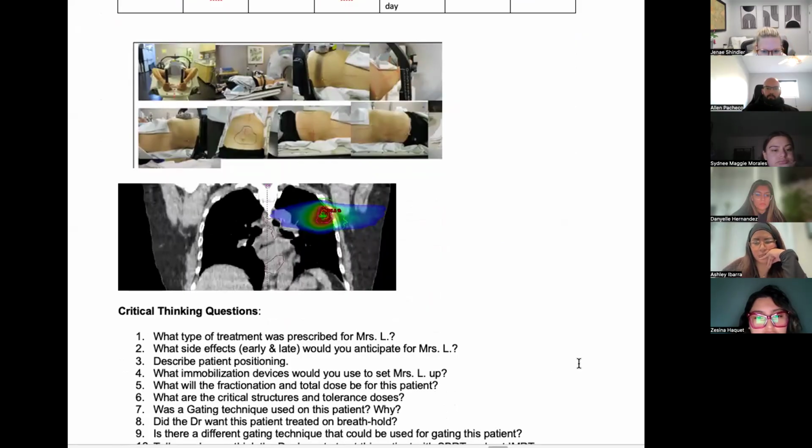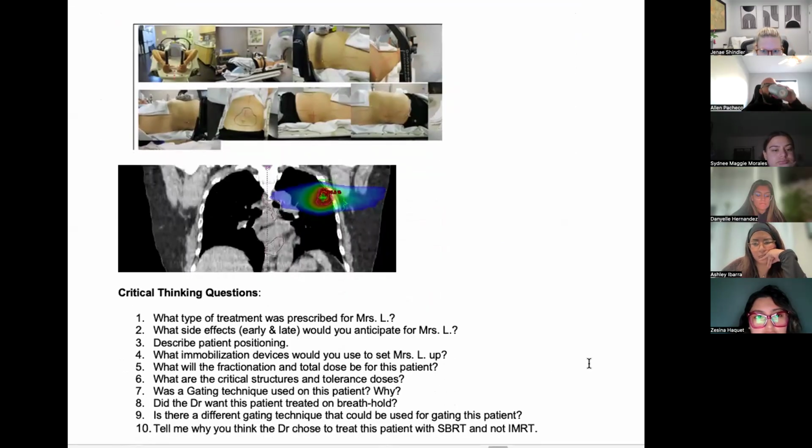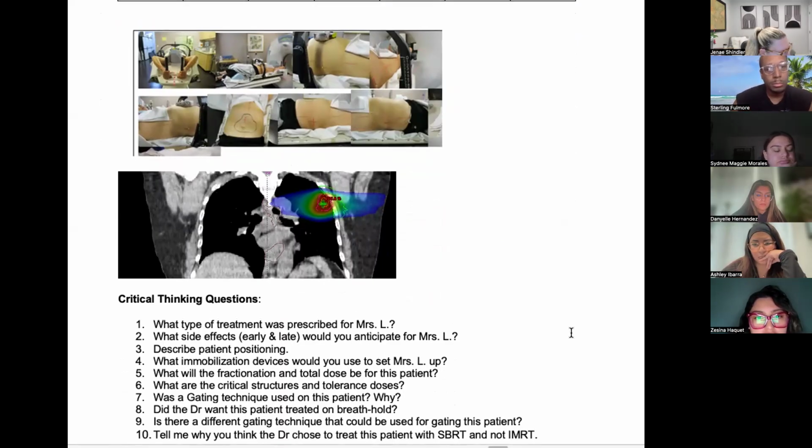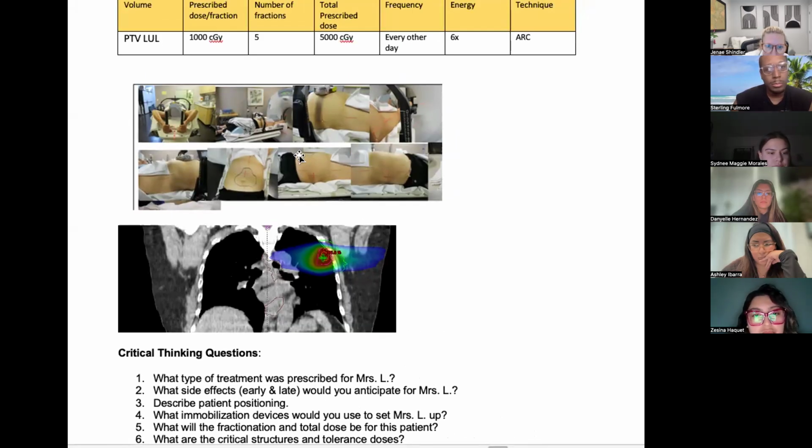Sterling, what kind of treatment was prescribed for Miss L? SBRT, 5 treatments. Good. And then what body part would you say this was? Also upper lung. Good. Okay. As far as the positioning, this right here is what I think it was Sydney, or was it Ashley?